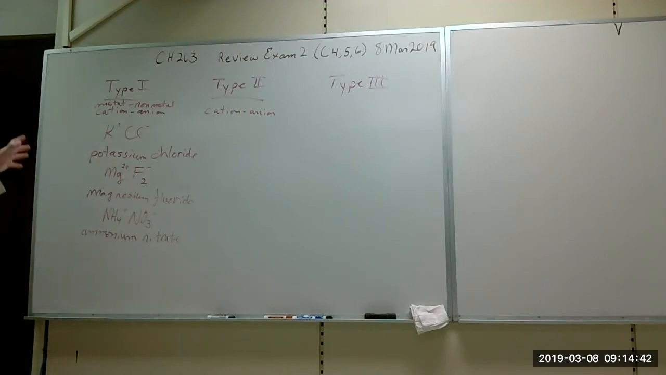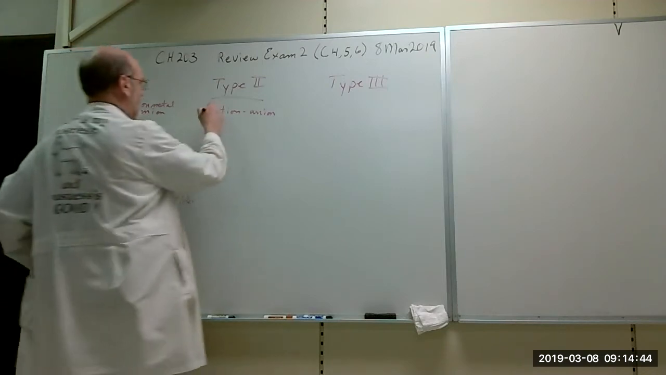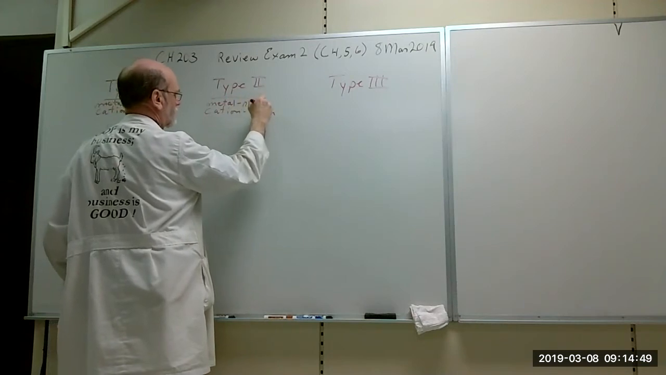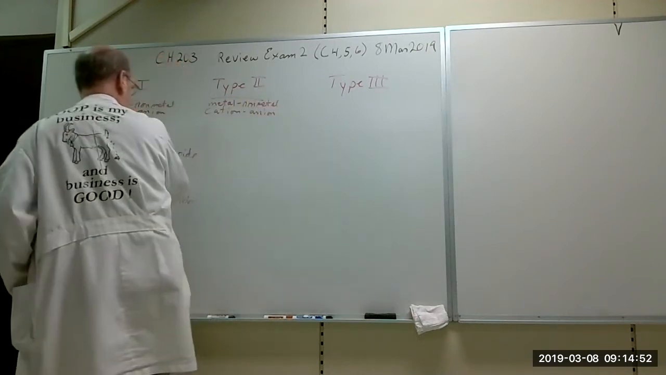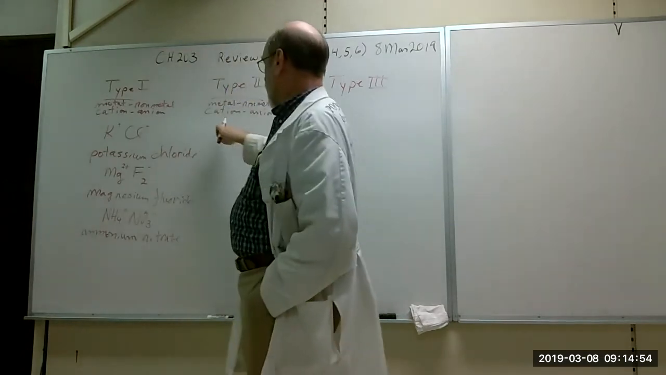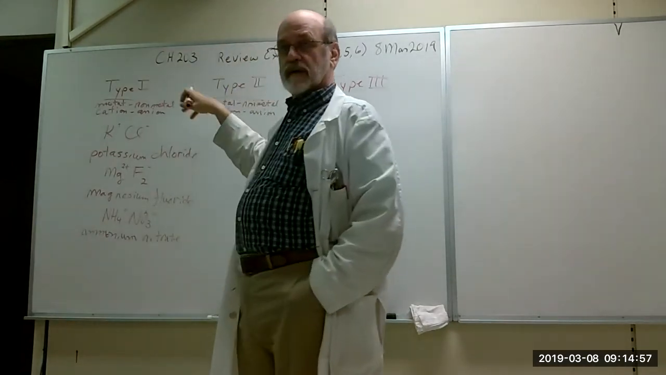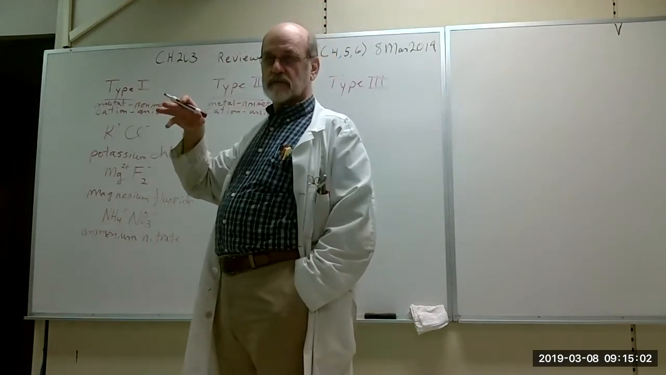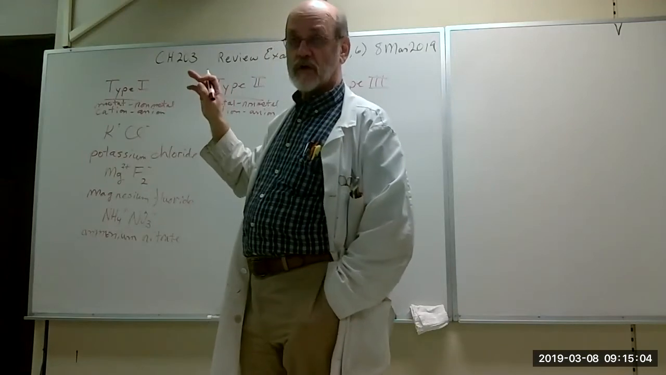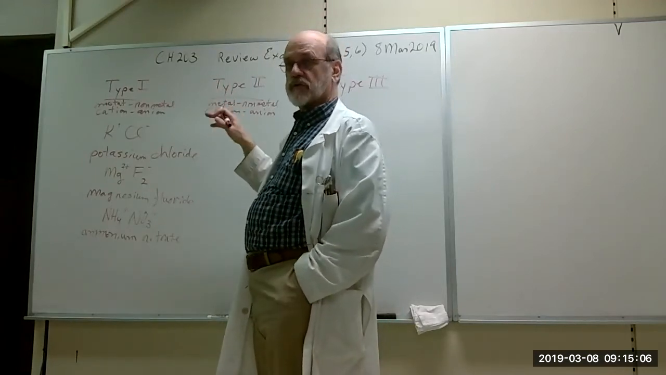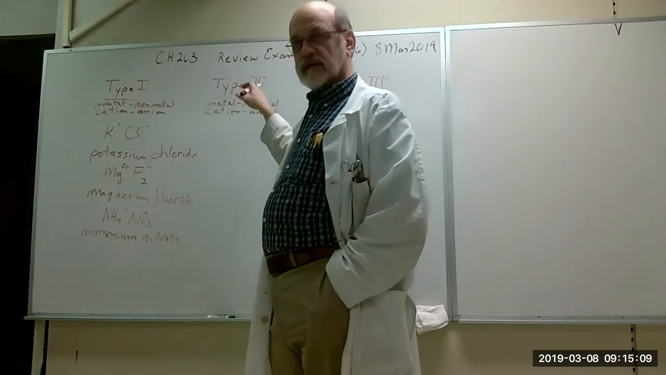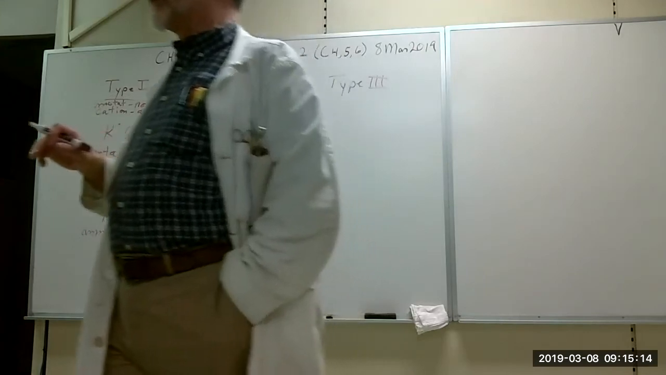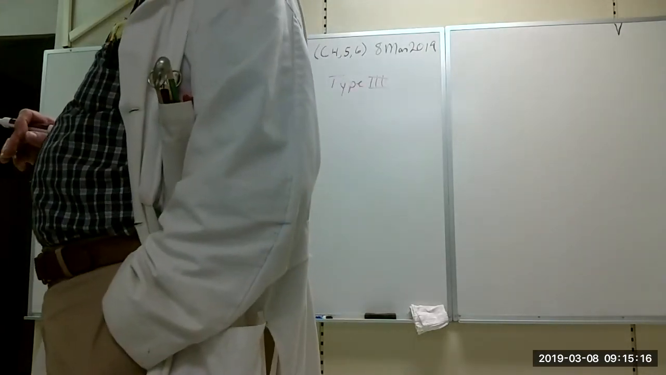Okay, that's type 1. Type 2 is also metal, non-metal. The difference being that the cation, or the metal, could possibly have more than one charge. I mean, in the compound, it'll only have one charge, but you have several charges to choose from in constructing the binary. So, and most of those come from the transition metals.